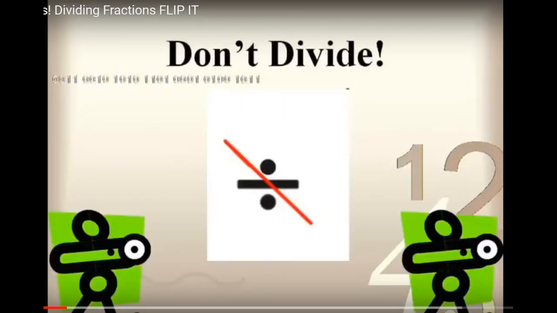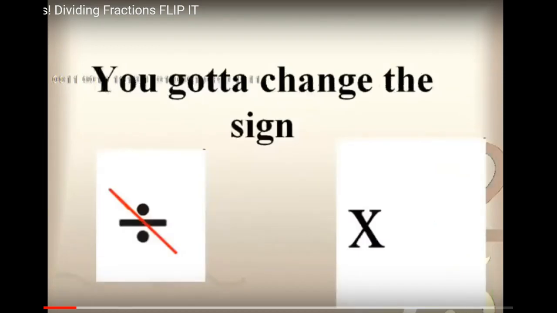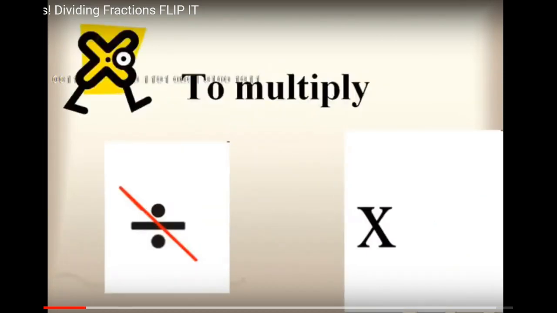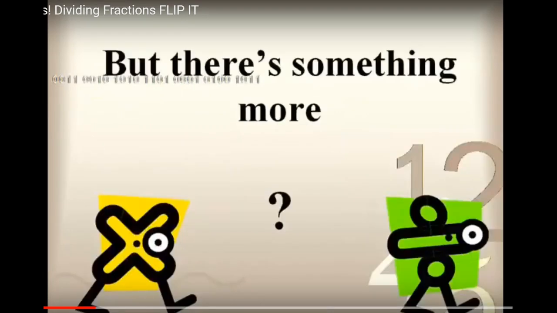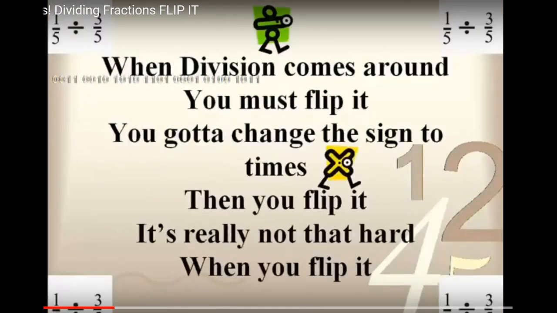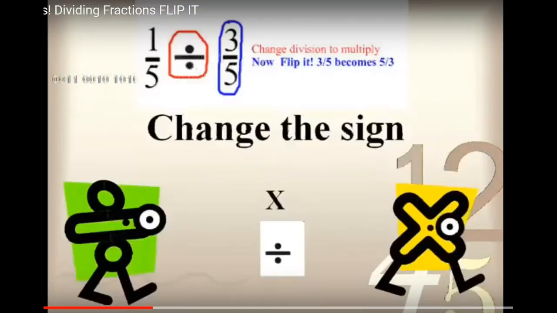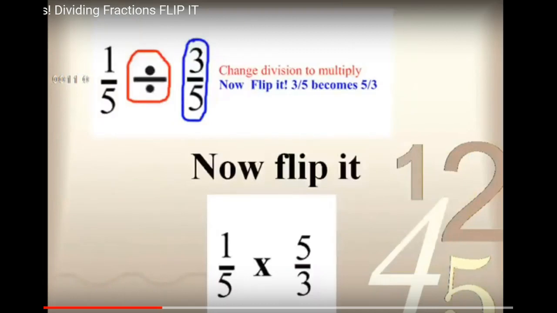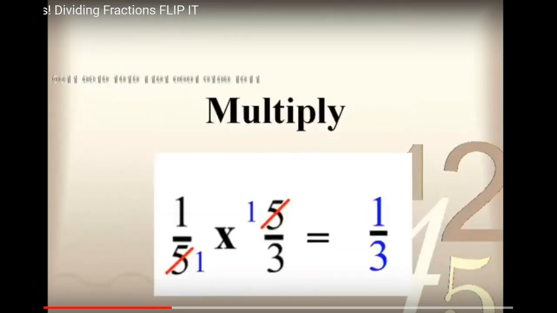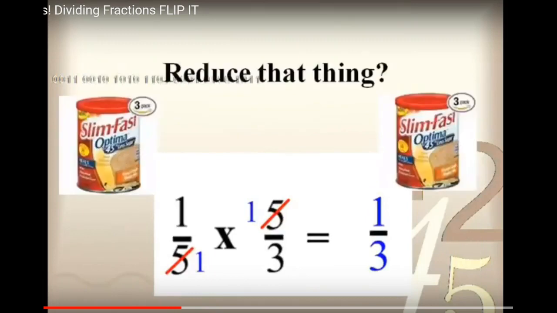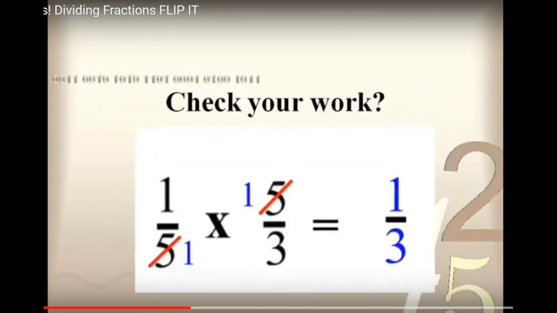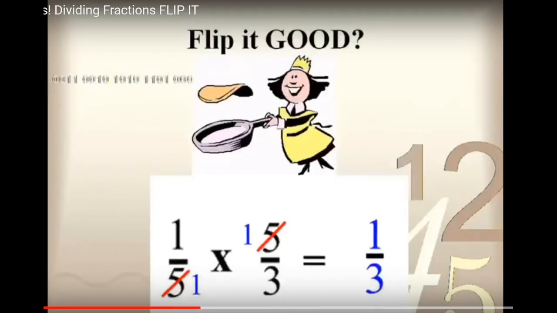Don't divide. You gotta change the sign to multiply. But there's something more. When a problem comes around, you must flip it. You gotta change the sign at times. Then you flip it. It's really not too hard when you flip it. Before you flip it, change the sign. Now flip it. Cross, cancel, multiply. Reduce that thing. Now you're done. Check your work. Did you flip it? Flip it good.